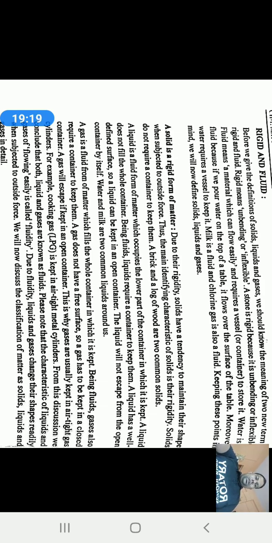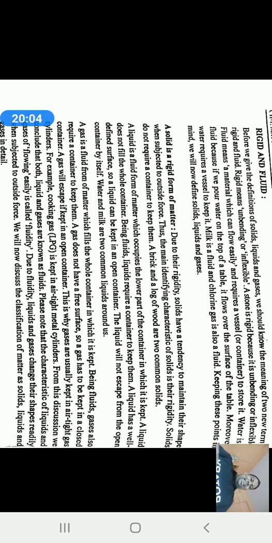Now gas. Gas is also a fluid form of matter which fills the whole container in which it is kept. If you pour a liquid in a beaker, it takes only the downward portion, but gas particles are constantly moving throughout the container. It is a common observation. A gas requires a container to keep it. A gas does not have a free surface, so gas has to be kept in a closed container. If you open it, the whole gas will diffuse into the environment. A gas will escape from an open container.